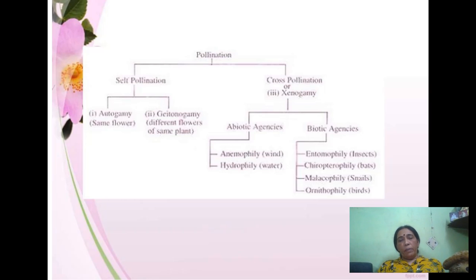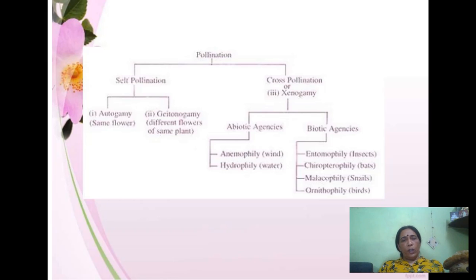Cross-pollination or xenogamy is exactly the opposite. It is the transfer of pollen grains from one flower to another flower. It requires abiotic agencies as well as biotic agencies. These two agents are required for the transfer of pollen grains.